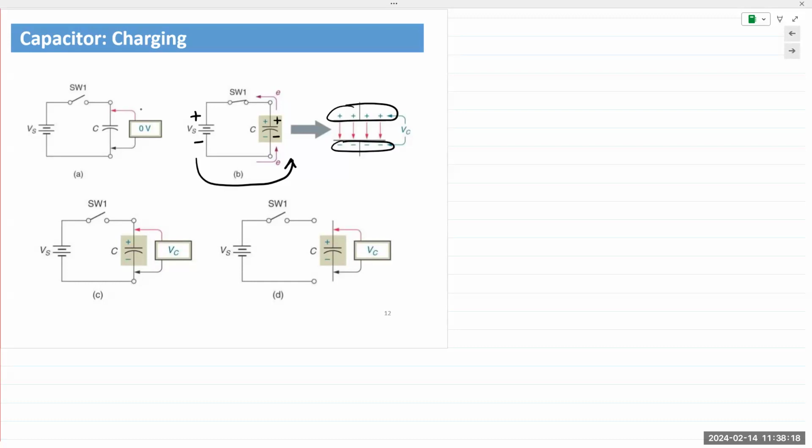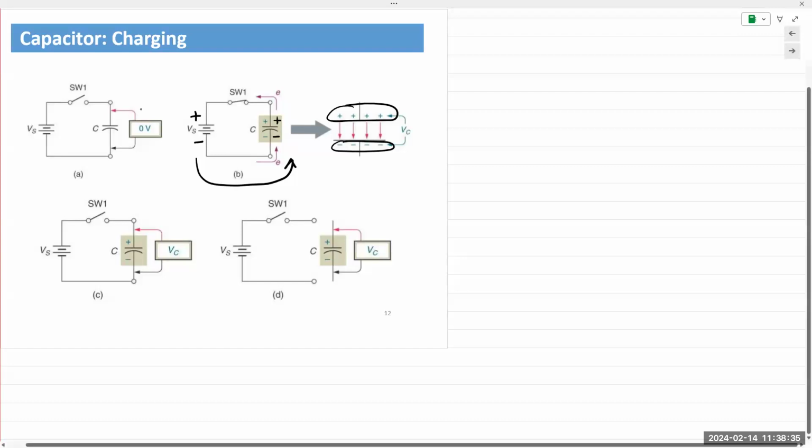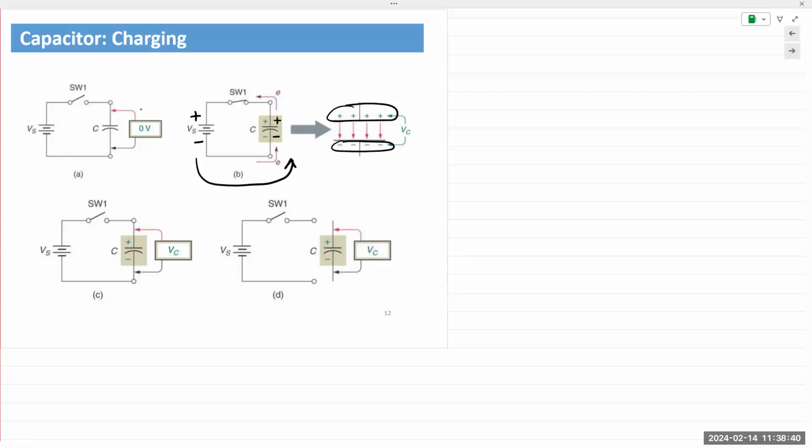The key to the operation is that the two plates are separated by an insulating material. So the electrons cannot cross through. This is very important to understand. Since they cannot cross through, the charges are built up across those two plates. The difference between those two charge levels can be measured as the voltage across that capacitor. And that is referred to as the capacitor voltage VC.